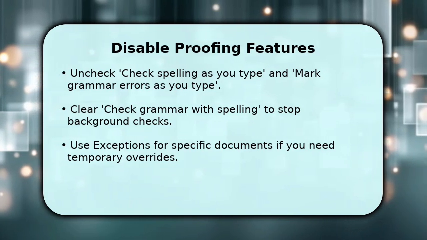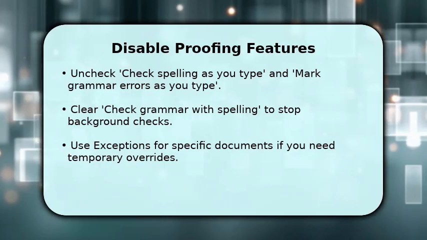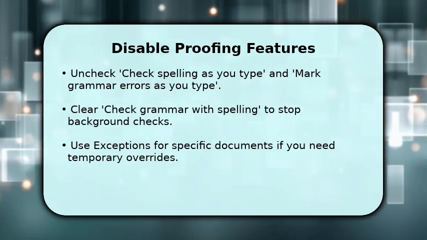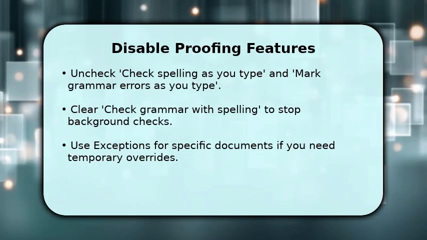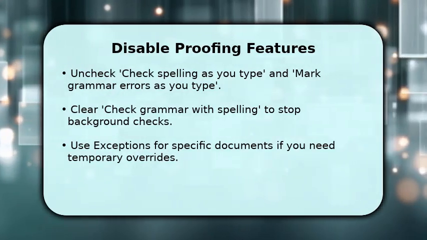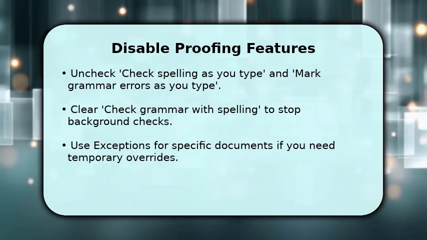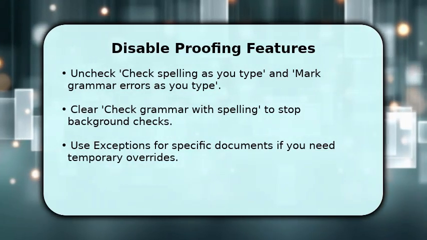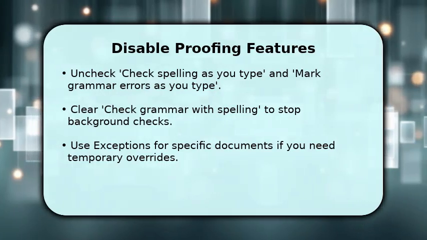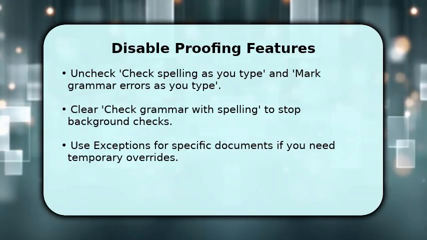Uncheck check spelling as you type to stop live red underlines, and uncheck mark grammar errors as you type to remove green squiggles. Also clear check grammar with spelling so Word won't run combined checks when you manually trigger spelling. If you only want to pause checks for a particular document, use the exceptions section and mark hide spelling and grammar errors. These controls stop background processing and reduce distractions while you edit.